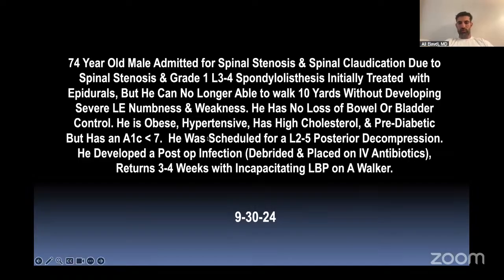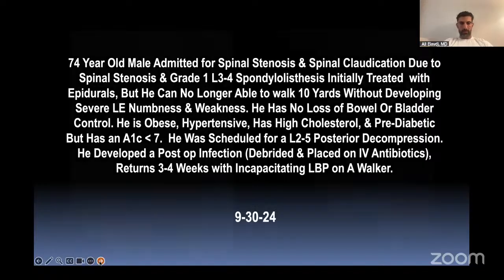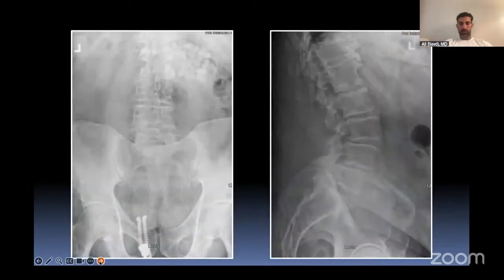He was scheduled for an L2 to L5 posterior decompression and fusion. He developed an infection, and he returned a month later with incapacitating back pain on a walker. So these are his pre-op films. You can see the spondy at L4/5.